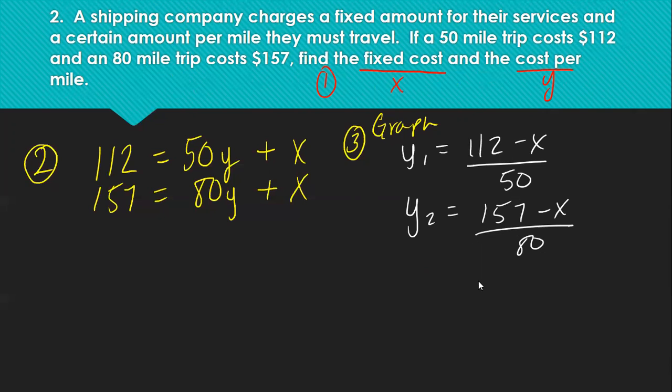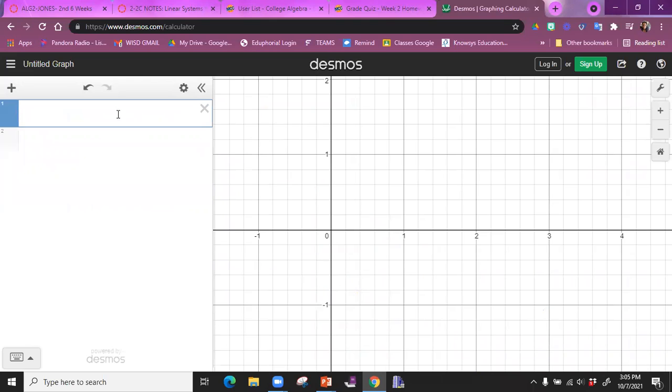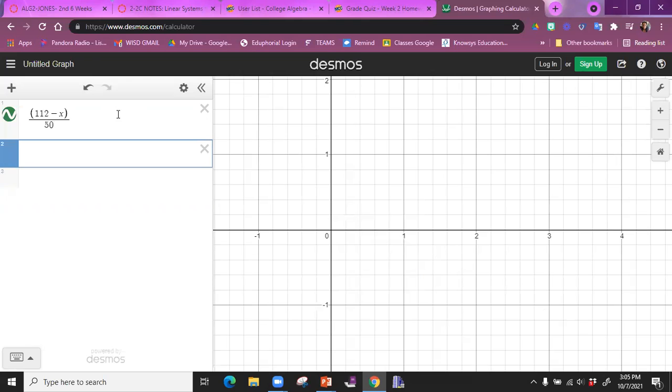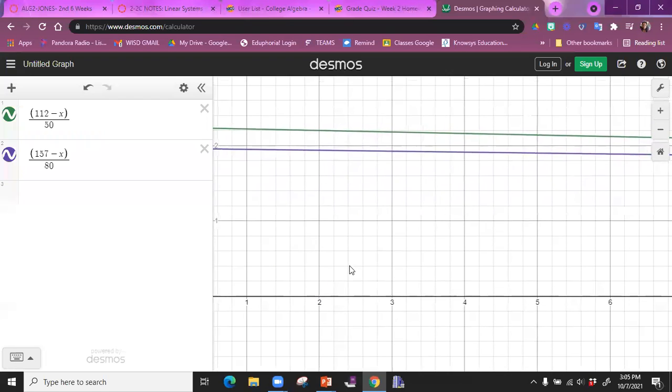All right. Here we go to graph. So I'm going to just delete these. Is that cool? All right. So shift. What was my first one? 112 minus X divided by 50. There's my first one. 157 minus x divided by 80. Perfect. Okay, can I see it?